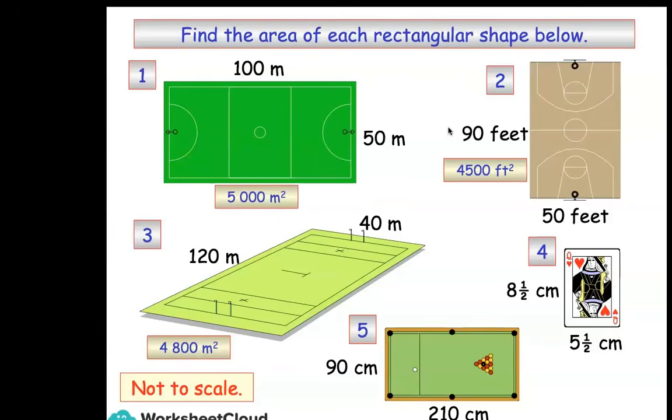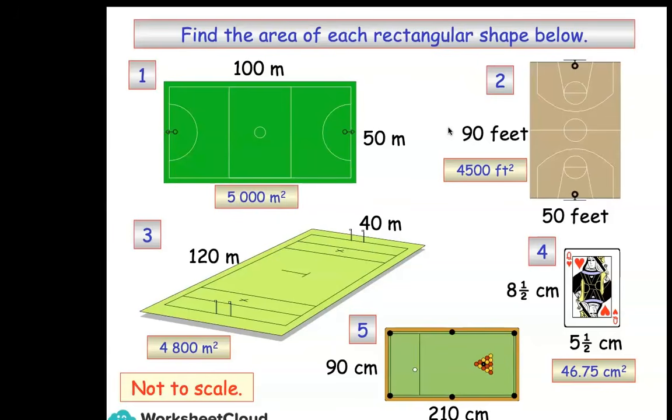For question number 4, you've got a playing card, and there you've got halves. So 8 times 5 is 40, and then you need to work out the additional half times a half, and that's going to give you 46.75. So 8.5 times 5.5. You could have said 85 times 55 and then divided by 10 twice. Either way, you would have got 46.75 centimeters squared.